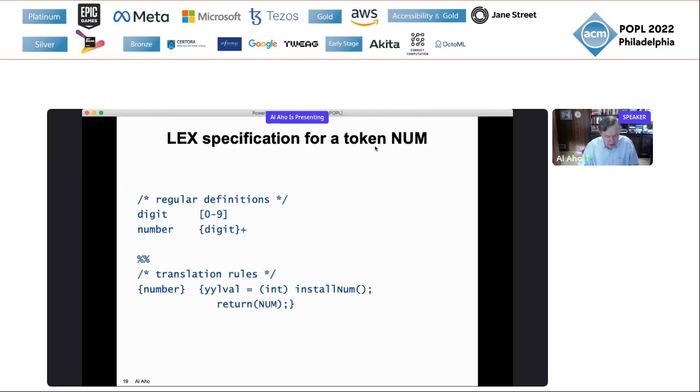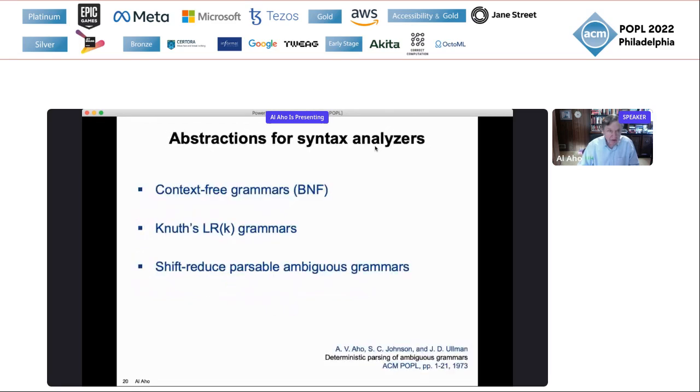Let's now consider the next phase of the compiler, the syntax analyzer, or parser as it is often called. The declarative abstraction of context-free grammars is routinely used for specifying the grammatical structure of programming languages. Surprisingly, the idea of a context-free grammar is old. It gets attributed to an Indian scholar named Panini, who used a context-free grammar somewhere between 400 BC and 200 BC to specify the syntax of Sanskrit.